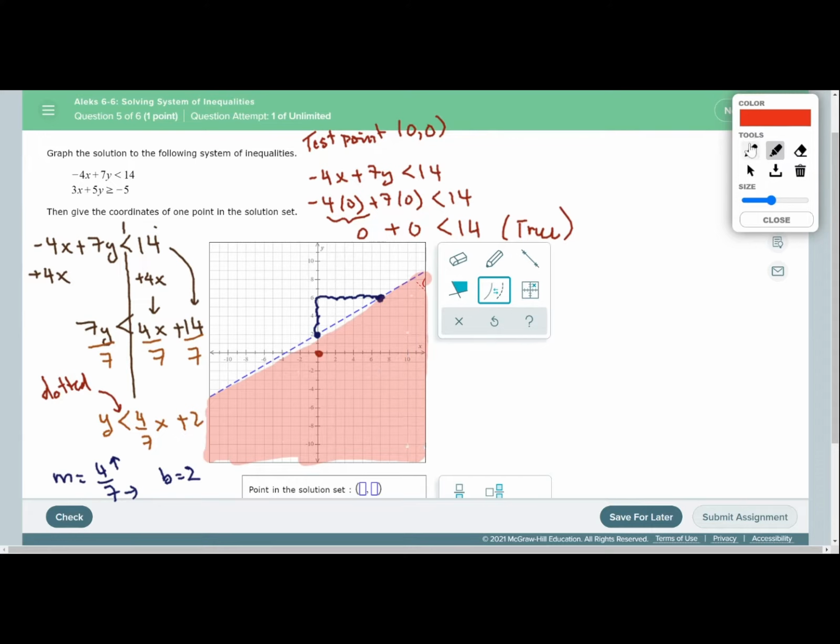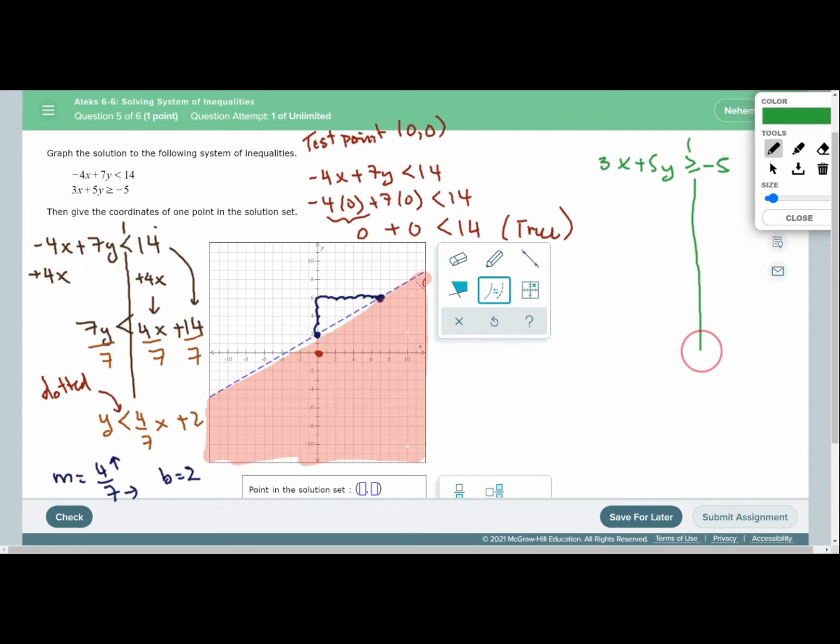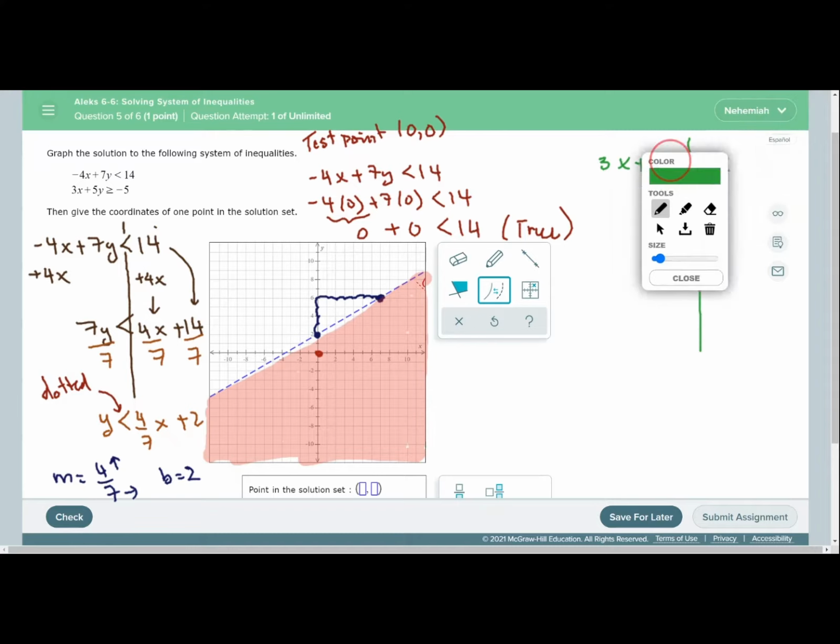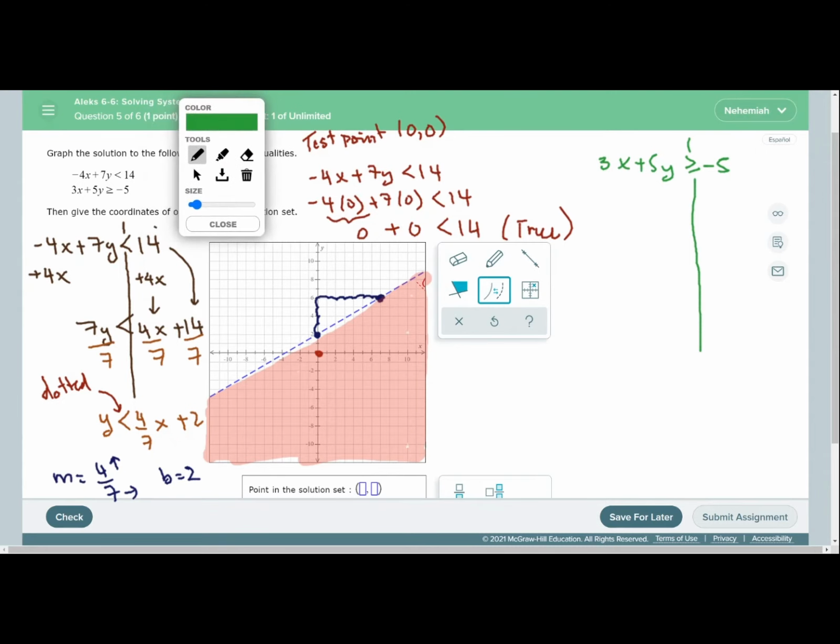Now we're going to graph the second line. I'm going to use green this time. Second line, same thing: 3x plus 5y greater than or equal to negative 5. So we need to solve for y. If you want, you can pause the video and try it by yourself to see if you get the same answer. To get y by itself, I'm going to subtract 3x on both sides.